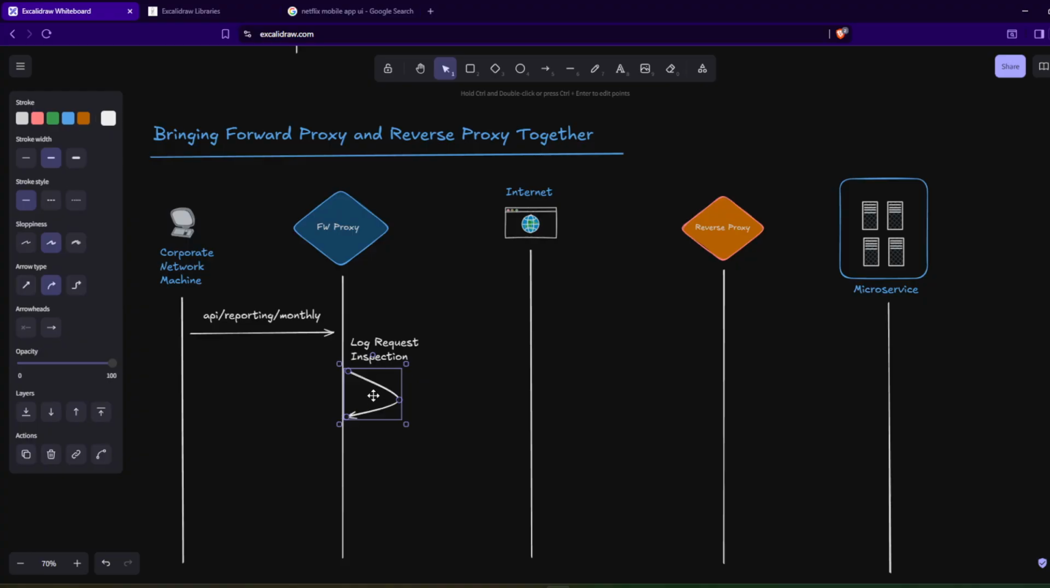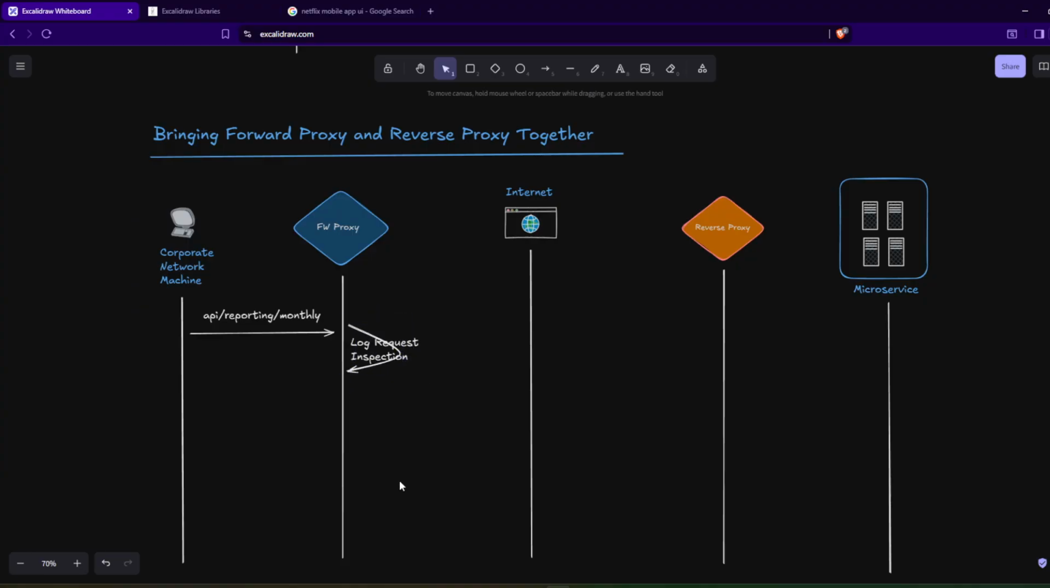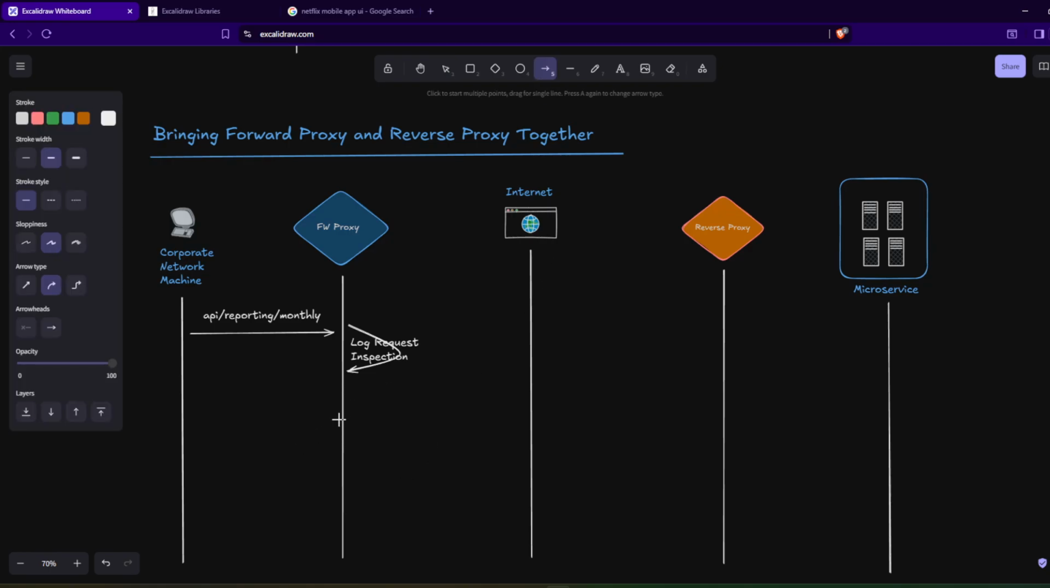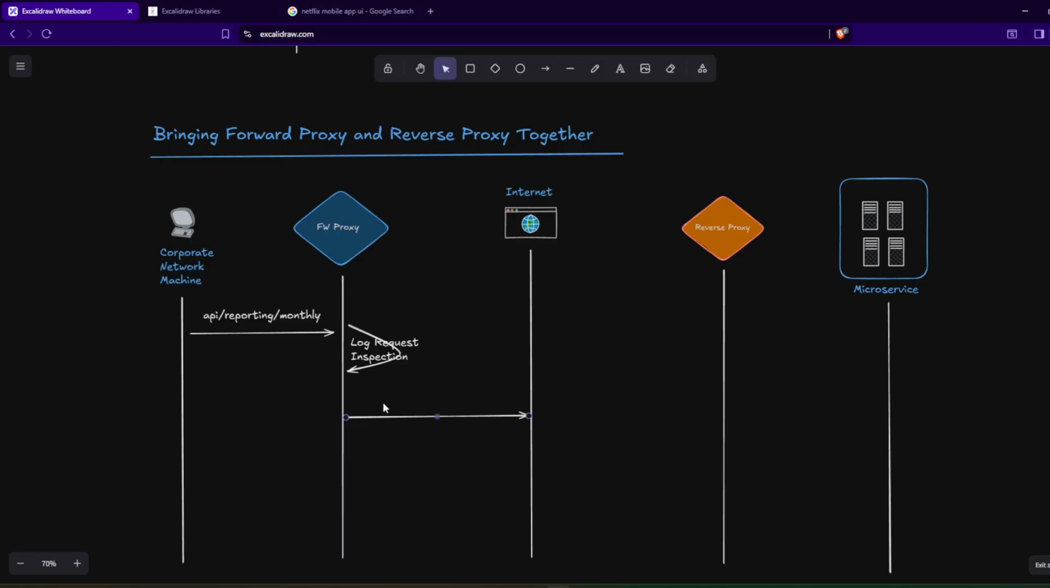Okay, so all these things will be done here under our log request and inspection phase. After this part is done, it will forward the request using the proxy IP to the internet. A very important aspect here is that the request goes with the proxy IP. So it will totally abstract away the IP of the corporate network. Your corporate network machine will never be known, that is, who exactly is sending the request.